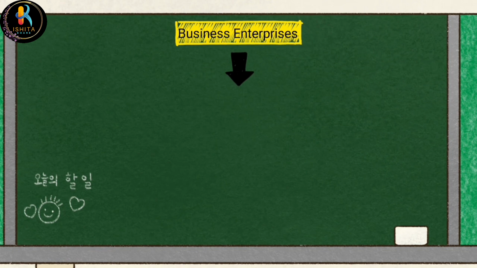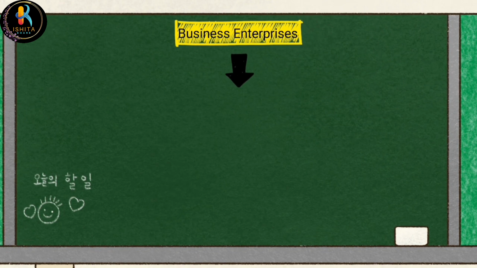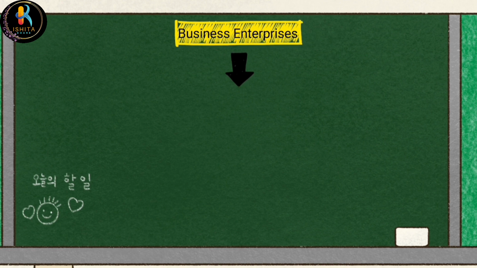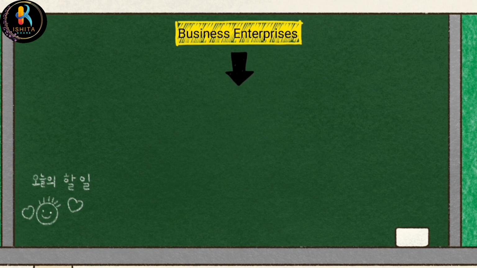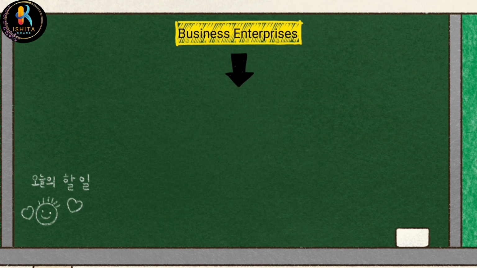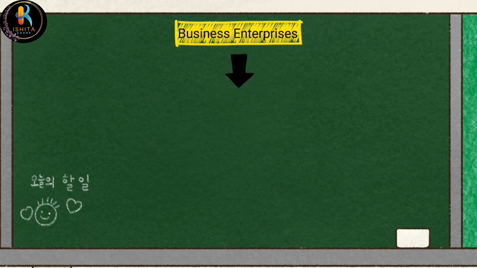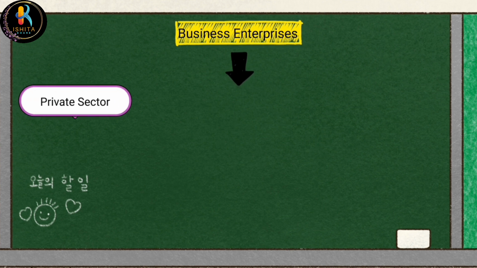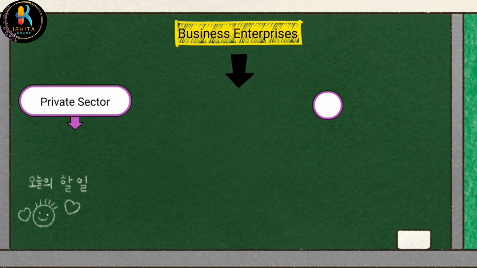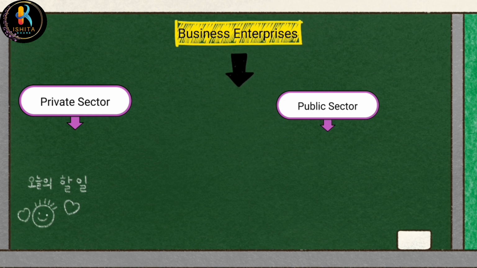We have learned all the meanings of private, public, and joint sector enterprises. I hope through this visualization you will never forget this. So let's move on to the next slide. That is, what are the types or the forms of private sector enterprises and forms or types of public sector enterprises? So let's move on one by one.